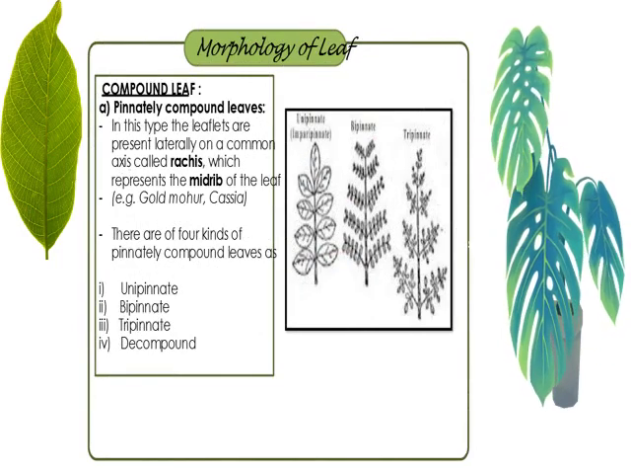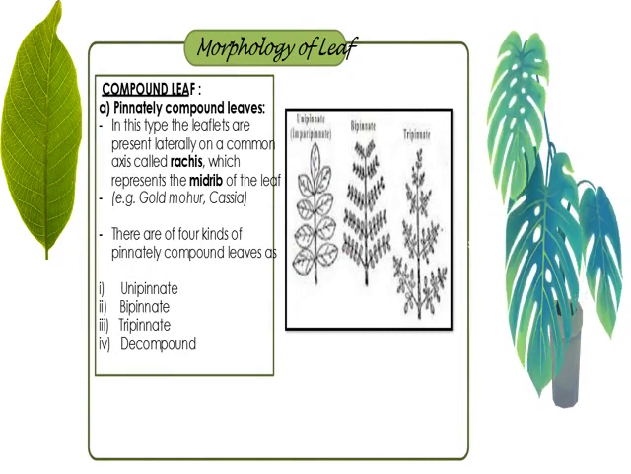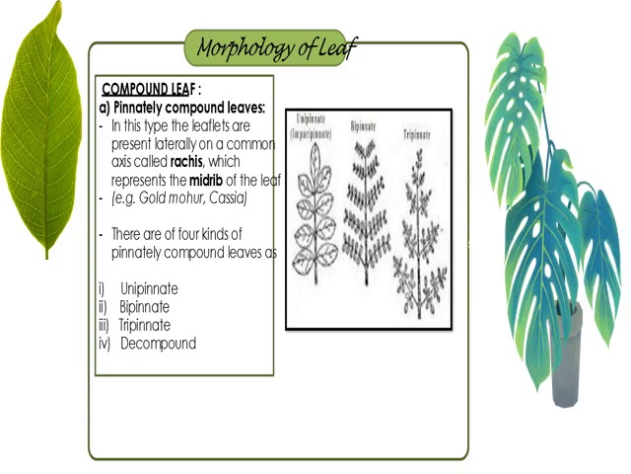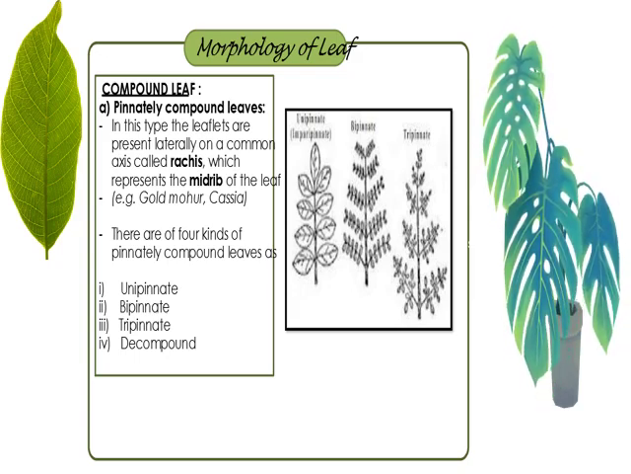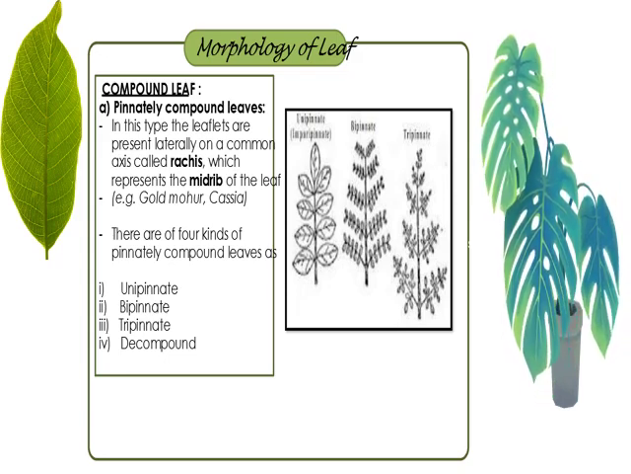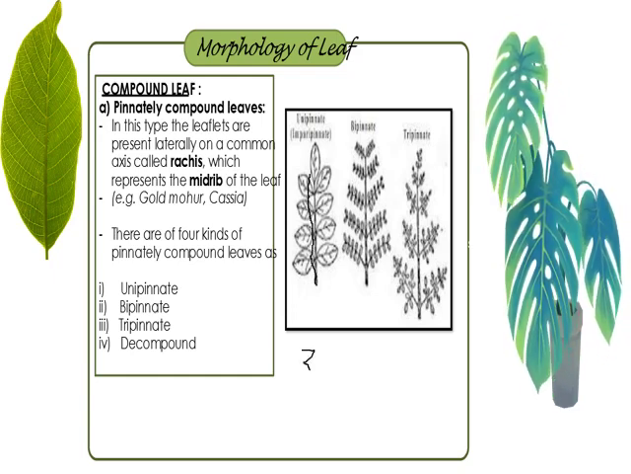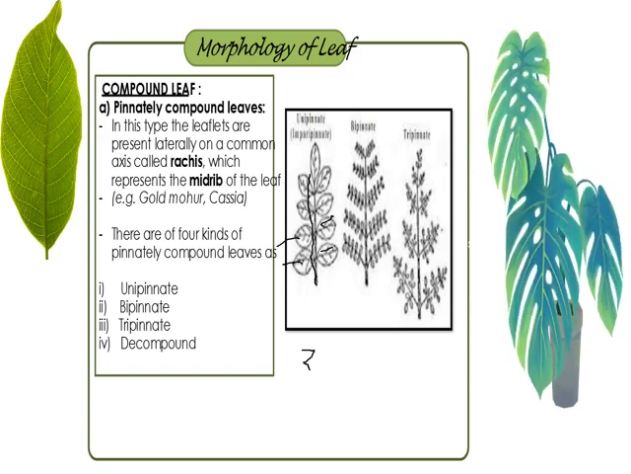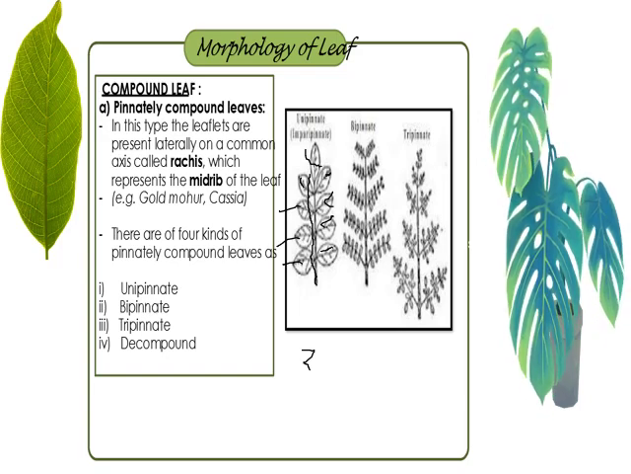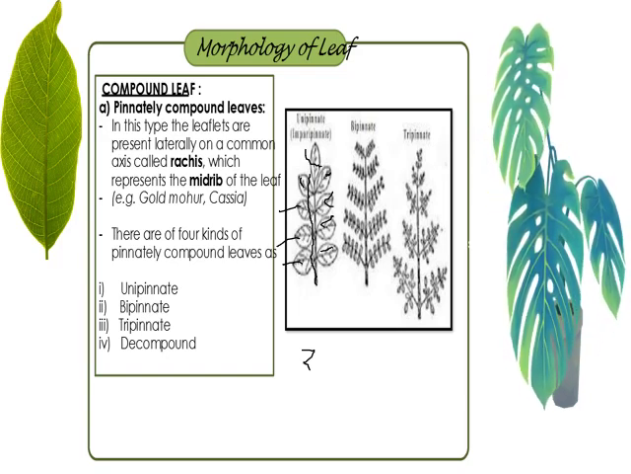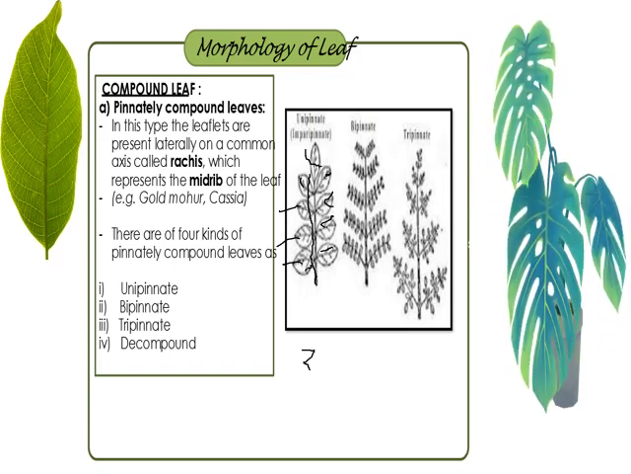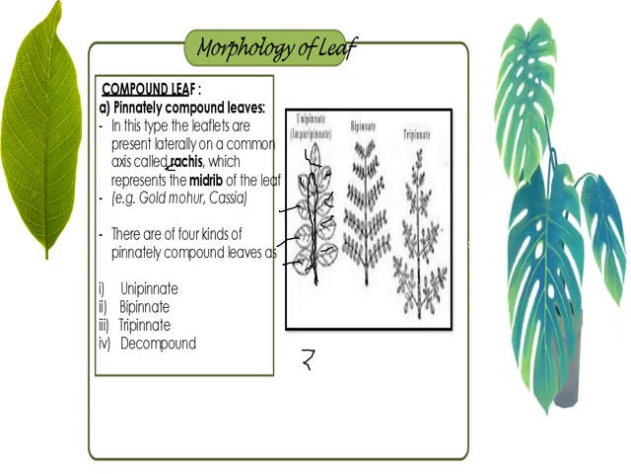So the compound leaf is further classified into various forms. First we discuss the pinnately compound leaf. In this type, leaflets are present laterally on a common axis called rachis, which represents the midrib of the leaf. So here we have a midrib, this one is a midrib, these are the pinnae or leaflets, and this central midrib we call rachis.